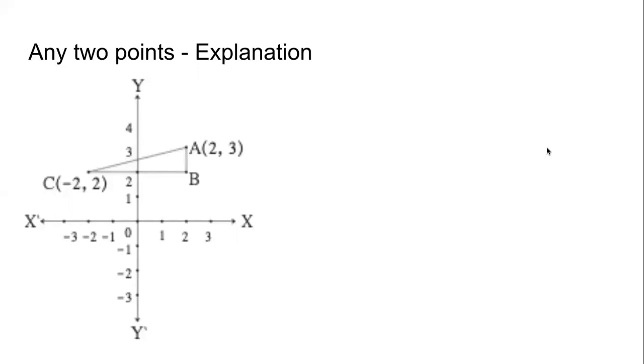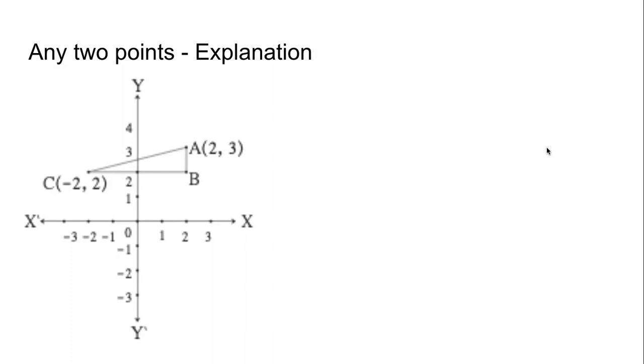Things may not be ready for us. So what do we do? When we have any 2 points, not on an axis, not on a number line, not on a line parallel to the axis, then what will we do? Let us see how we can find out the answer.